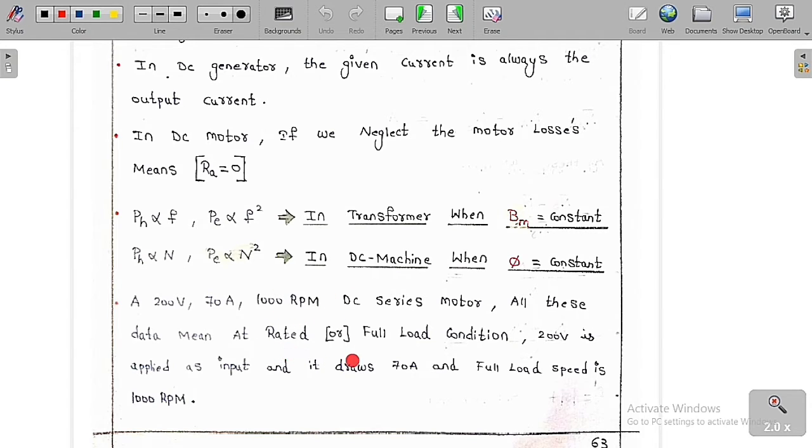So all this data means at rated or full load condition, 200 volt is applied as input and it draws 70 ampere as input current, and the full load speed is 1000 rpm. This is the significance of this data. Whenever you give the rated voltage of 200 volt, the input current is 70 ampere, and at full load the speed of this motor is 1000 rpm. Rated is also called the full load condition.